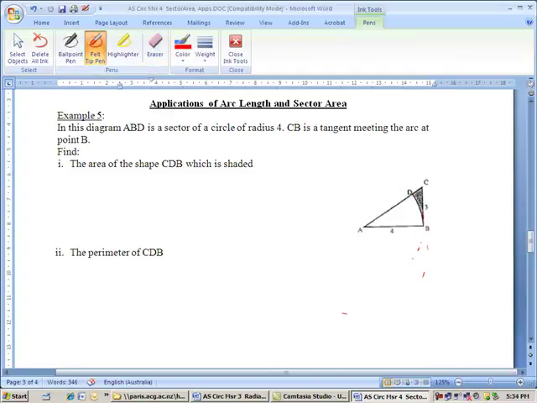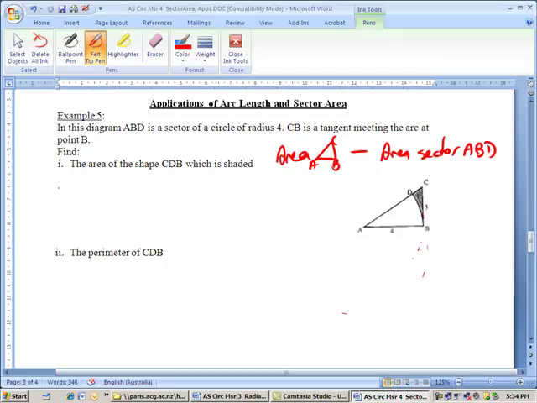You want to find the area of the shaded bit. So we can see that the area that we require is going to be the area of the large triangle, triangle ABC, minus the area of the sector ABD.